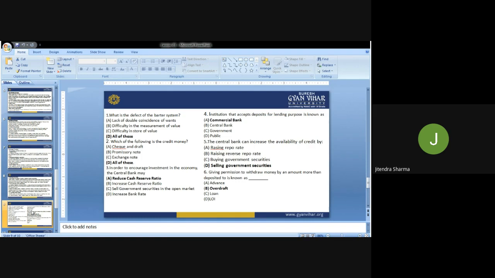The central bank can increase the availability of credit by raising repo rates, by raising reverse repo rate, by selling government securities. If they start selling government securities, they then have surplus funds in the bank, and they can provide that money into the market in the form of loans.